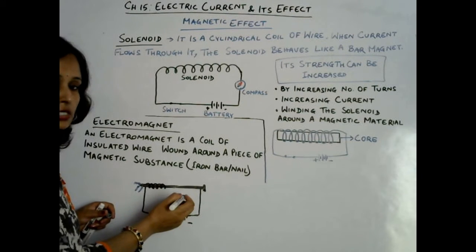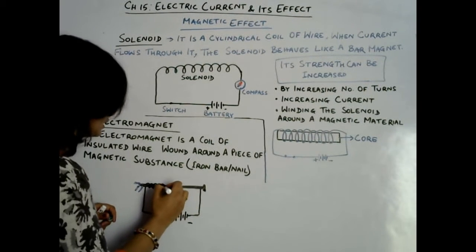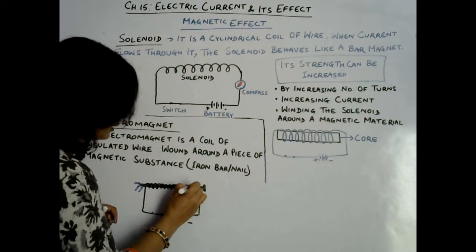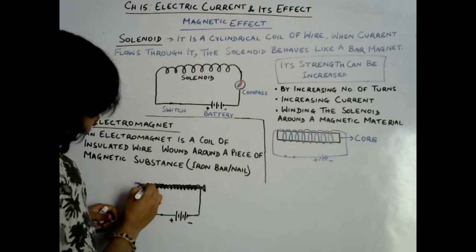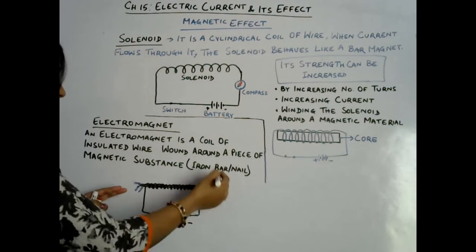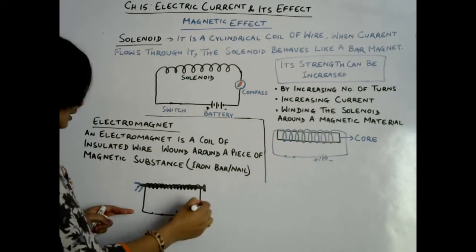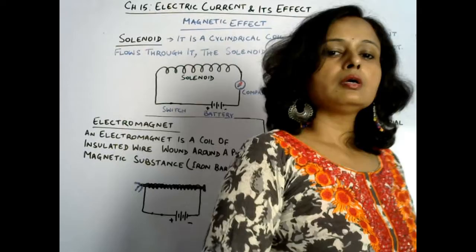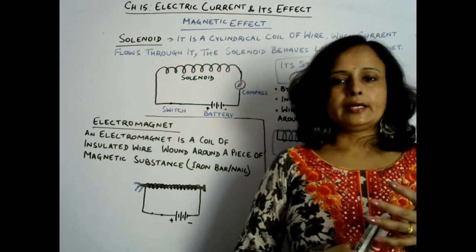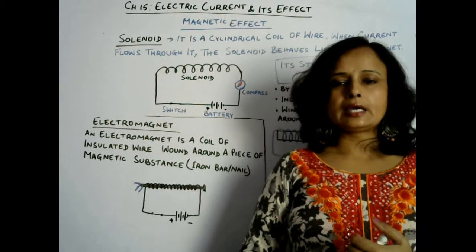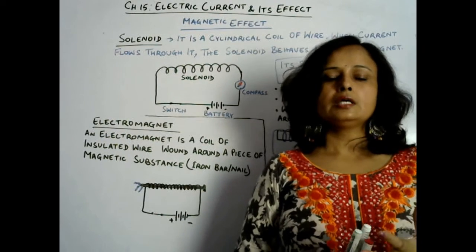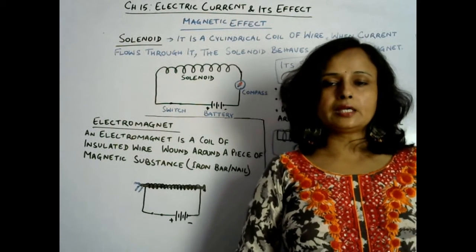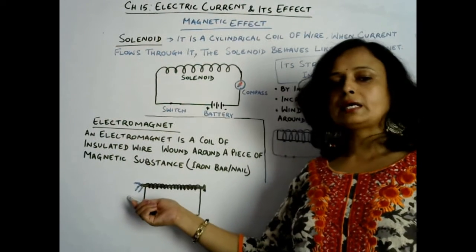So what is the magnetic substance here? This iron bar or nail is the magnetic substance, and what we are doing here is coiling the wire around the magnetic substance. Due to this coiling of wire around a magnetic substance, an electromagnet can be formed. So this is an electromagnet. If current flows through this electromagnet, then it will behave like a magnet and it can attract magnetic material.